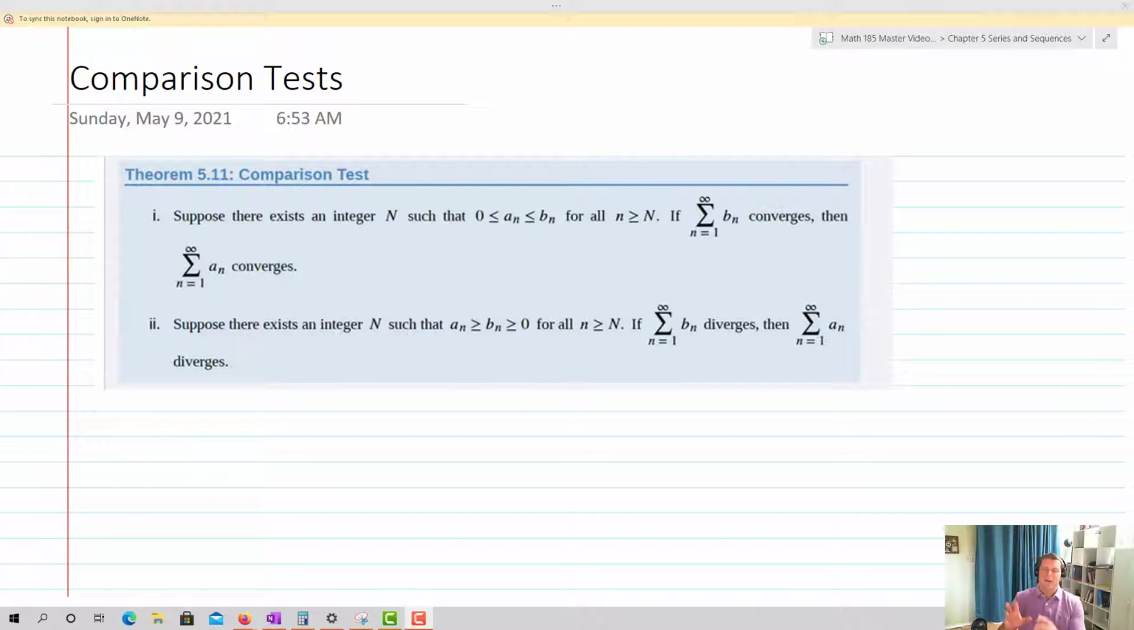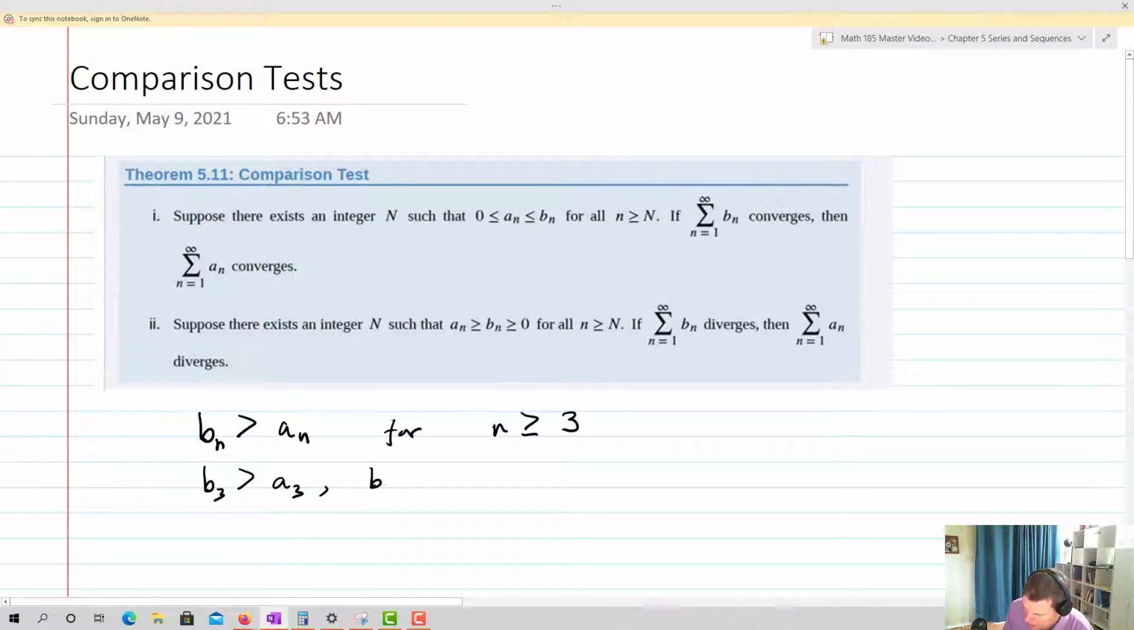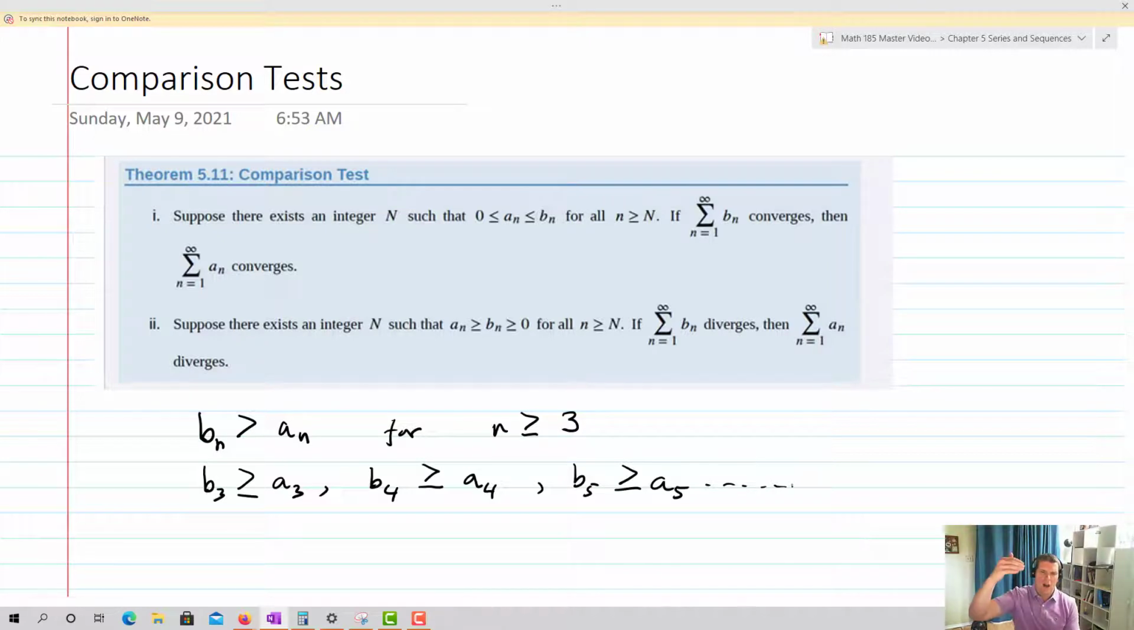So basically, if we know that we have a series b sub n which is greater than a sub n, and let's imagine we pick n greater than or equal to 3, what that means is that b sub 3 is greater than or equal to a sub 3, b sub 4 is greater than or equal to a sub 4, b sub 5 is greater than or equal to a sub 5, and so on and so forth. So we've got this sequence that dominates a sub n on the larger side.